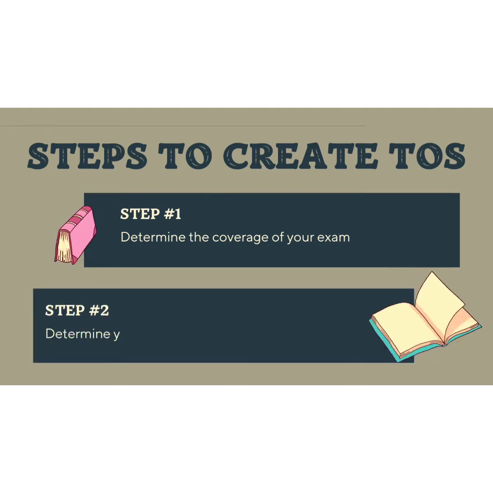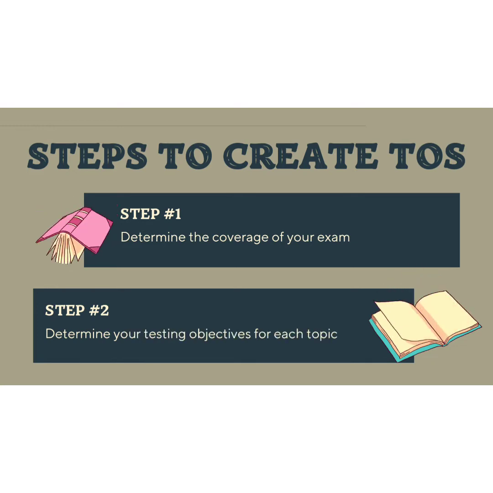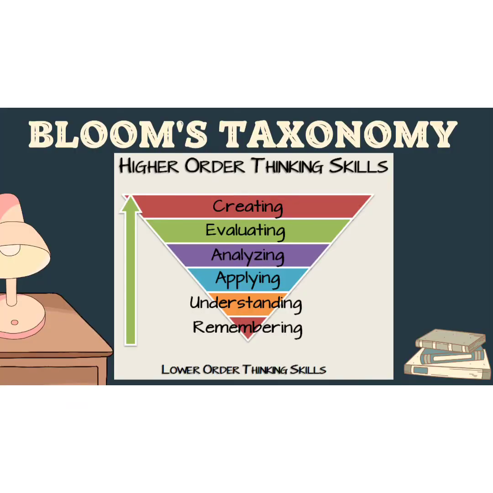For step number 2, you should determine your testing objectives for each topic. In this step, you will need to be familiar with Bloom's taxonomy of thinking skills. Bloom has identified the hierarchy of learning objectives from the lower thinking skills of knowledge and comprehension to the higher thinking skills of evaluation and synthesis. Bloom's taxonomy has 6 categories, starting from lower level to highest. We have the remembering, understanding, applying, analyzing, evaluating, and creating.